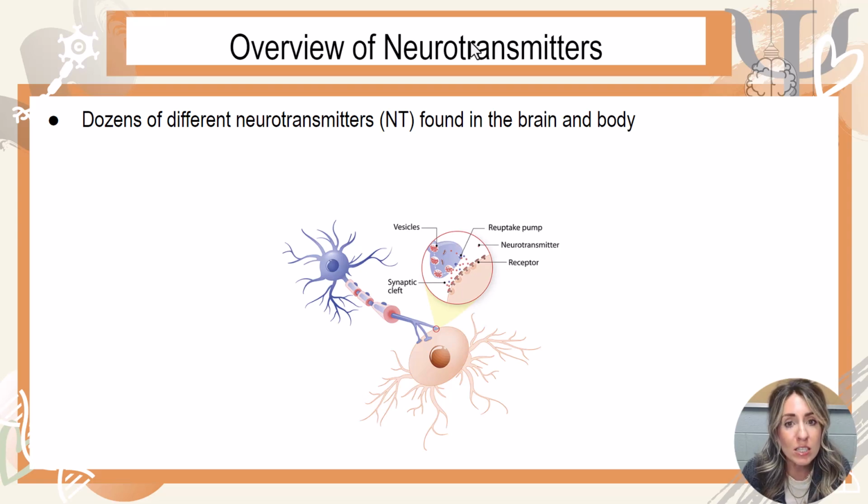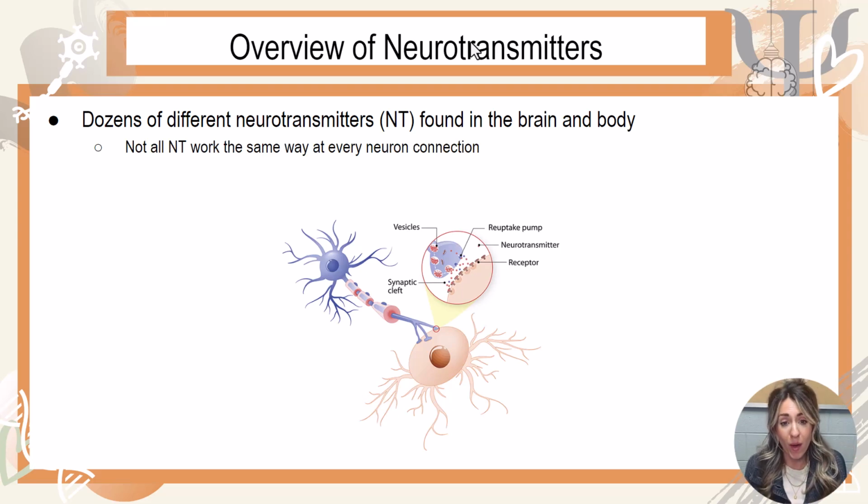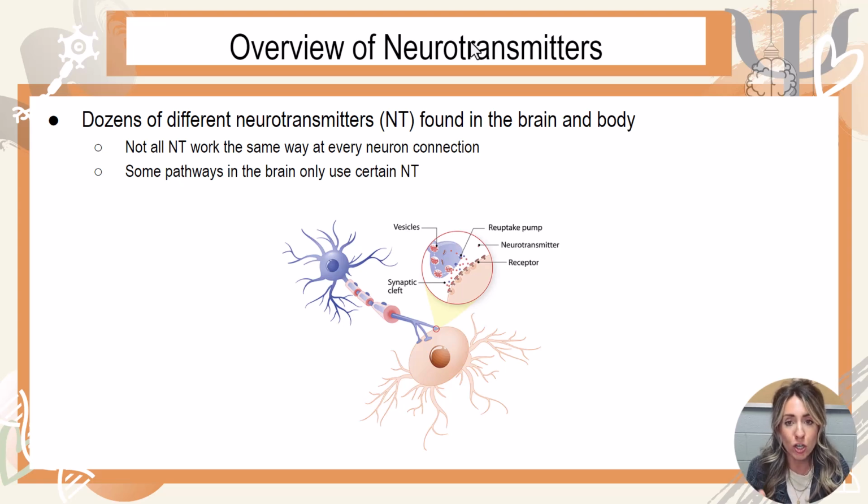Dozens of different neurotransmitters are found all over the brain and body, okay? We're only going to be learning about a handful of them. There are many more that we don't discuss. Not all neurotransmitters work in the same way at every connection. A lot of neurotransmitters have multiple jobs, and what they do depends on the location of where it's being released. There are certain pathways in the brain for each neurotransmitter, and those pathways then determine what kind of action that neurotransmitter has in that place.